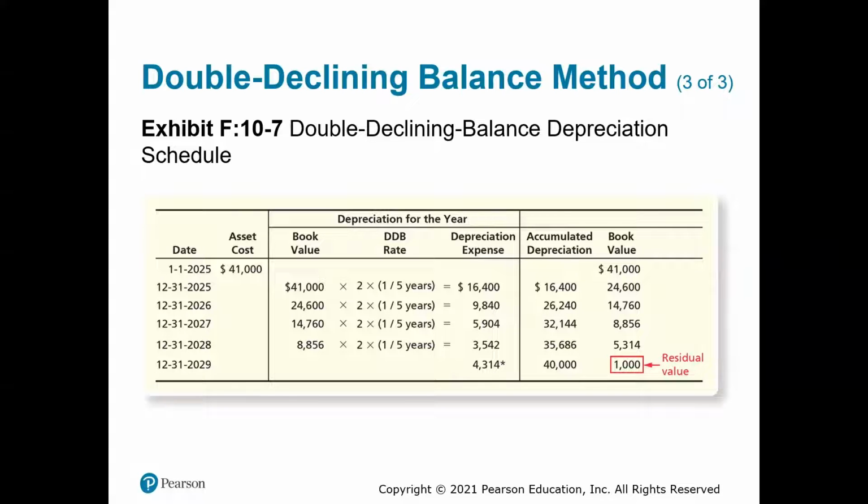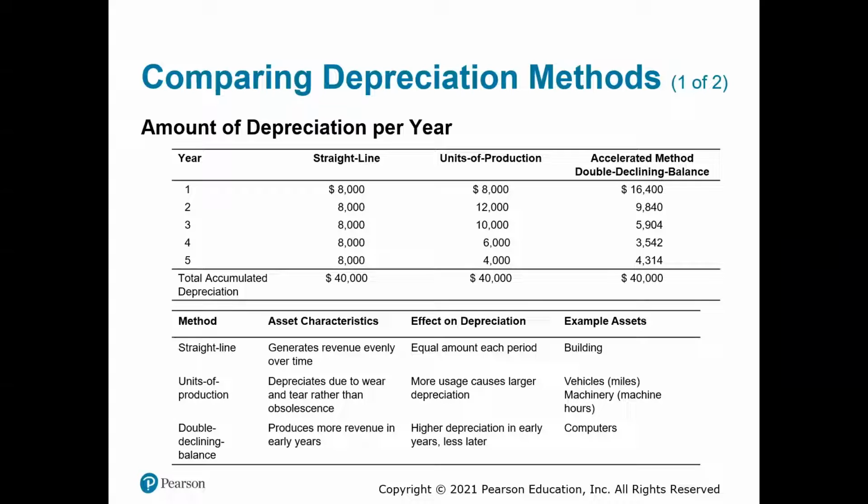So let's compare the 3 depreciation methods. Annual depreciation expense amounts may vary, but total accumulated depreciation is $40,000 for all 3 methods. It's $40,000, the accumulated depreciation. Now, deciding which method is best depends on the asset. A business should match an asset's expense against the revenue that the asset produces.